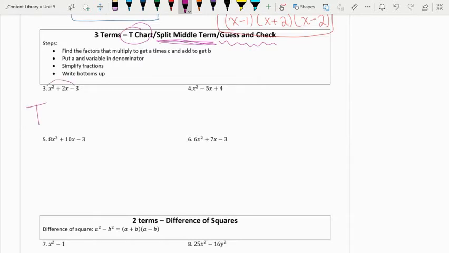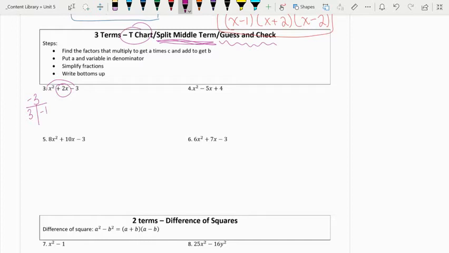So we always multiply first times last, or A times C. Right now in this one, A is 1, so 1 times negative 3 is just negative 3. Now I need to multiply to that negative 3 and add to our B value, which is 2. Those two numbers would be 3 and negative 1.